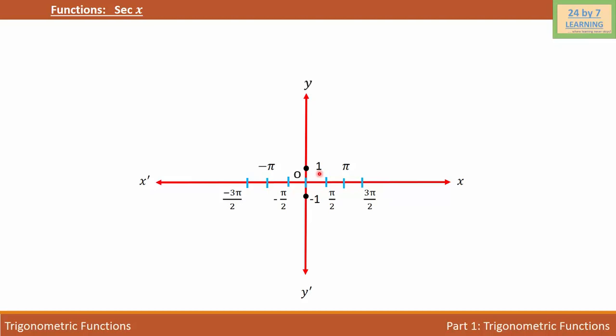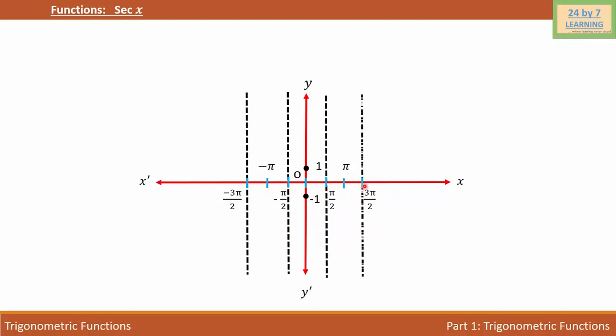Now, in order to graph the secant function, I would like to draw some vertical lines. So my vertical lines will pass through intervals of pi over 2. They will be passing through negative 3 pi over 2, negative pi over 2, pi over 2, and 3 pi over 2. Now let's graph the secant function. And if we do that, we will get a graph something like this.